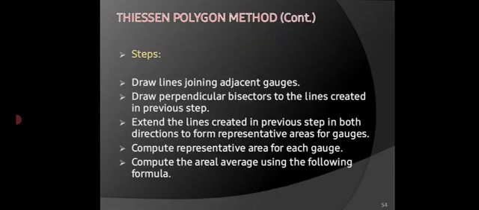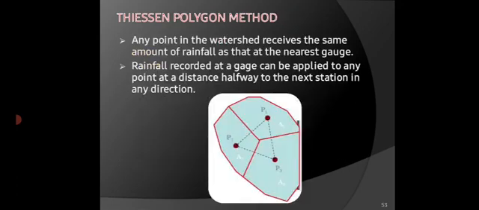These are the steps followed in the Thiessen polygon method. Draw lines joining adjacent gauges. Draw perpendicular bisectors to the lines created in the previous step. Here P1, P2, P3 are three rain gauges. So on paper draw a line which connects rain gauge P1 to P2, P2 to P3 and P3 to P1.